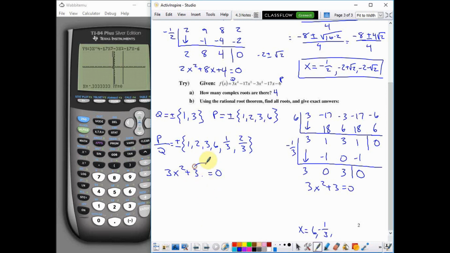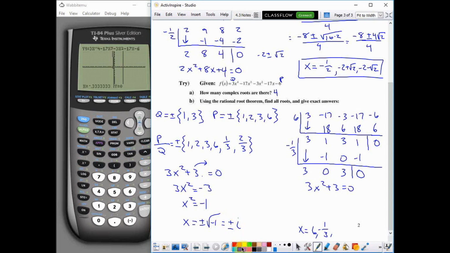Okay, so I'm going to move this 3 over. 3x squared equals negative 3. Divide by 3, and I'll get x squared equals negative 1. Take a square root. X equals plus or minus the square root of negative 1. The square root of negative 1 is i, so I get plus or minus i.